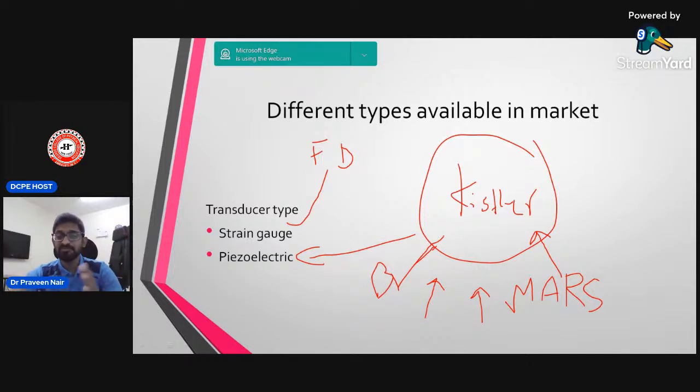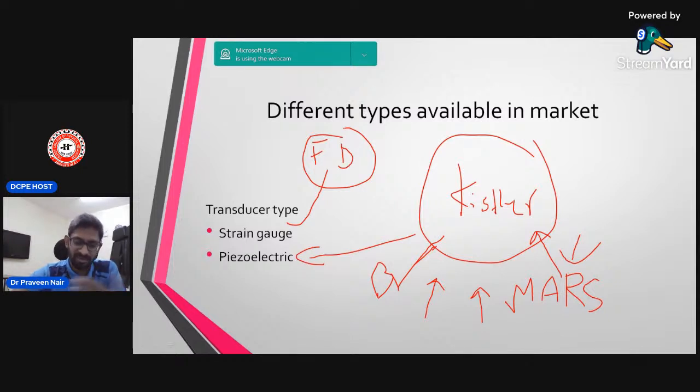Okay, so I have to segregate the different phases of counter movement jump in BioWare, but in Mars it is already automatically segregated. Everything will come automatically. Okay, so this is about Kistler, and then you have ForceTex. ForceTex also has a beautiful software, but the cost is it's not a lifetime software. Mars is a lifetime software.